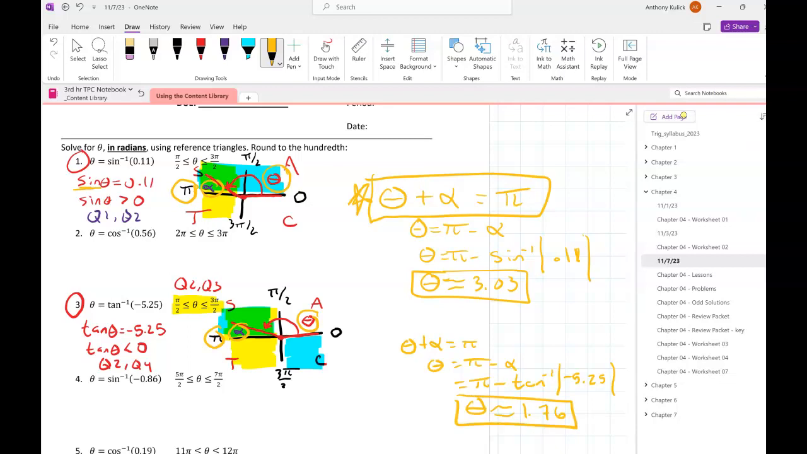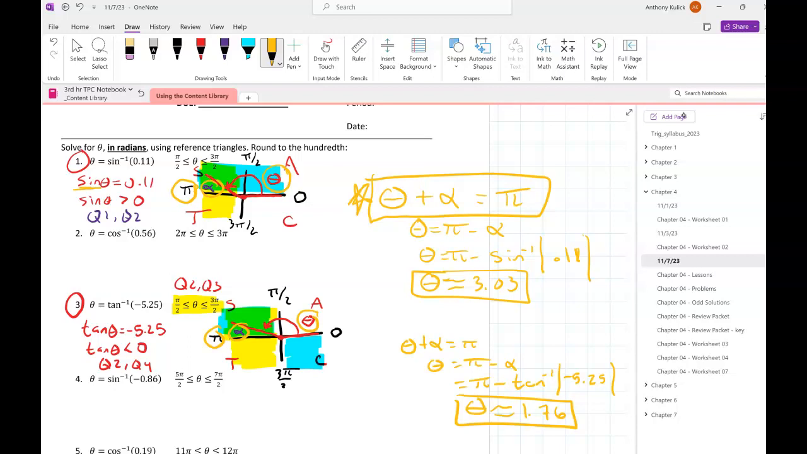Reagan, you had a question? I'll get to you too, Ava. I see you. How do you know it's the fourth? So remember the letters ASTC are acronyms telling us which quadrant sine, cosine, or tangent is positive in. A in quadrant 1 means all three, sine, cosine, and tangent, are positive. S in quadrant 2 means sine is positive in quadrant 2, but then cosine and tangent are negative. So that's why quadrant 2, because tangent is negative there.